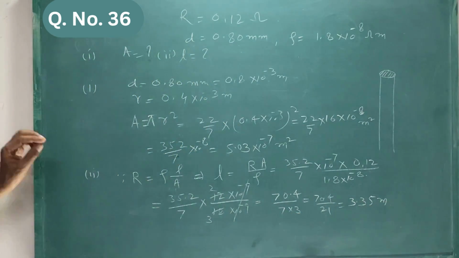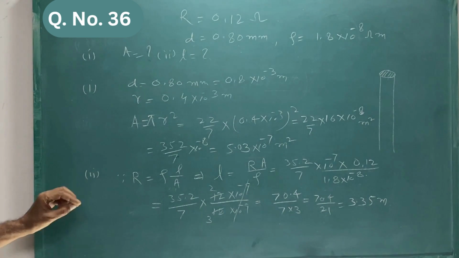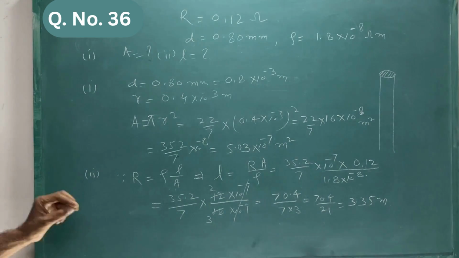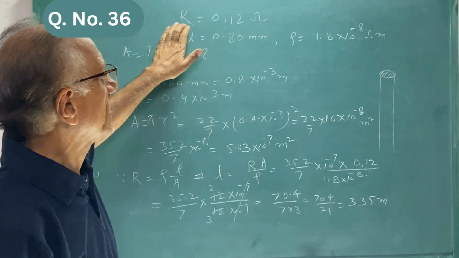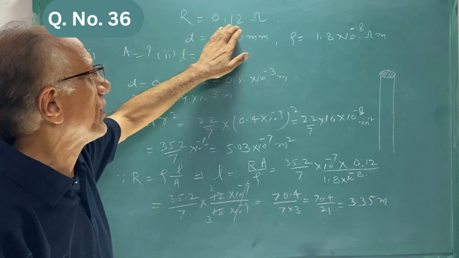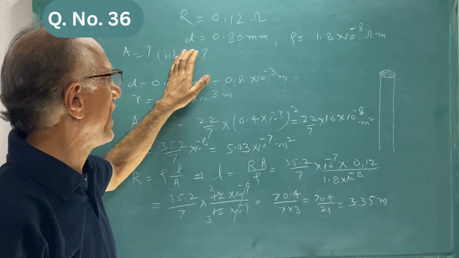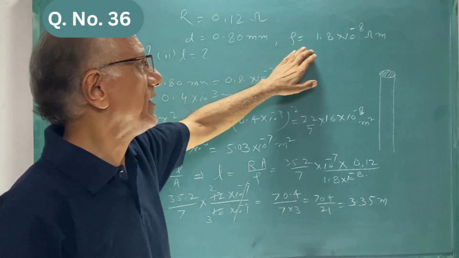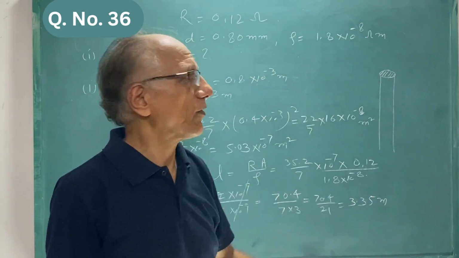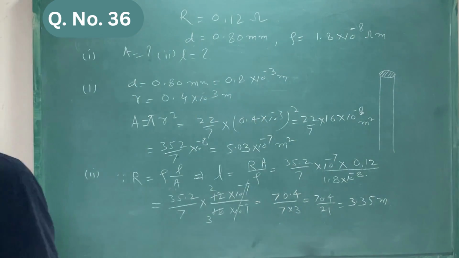So this way the student needs a wire of 3.35 meter to make a resistor of resistance 0.12 ohm from a copper wire of diameter 0.8 mm and resistivity 1.8 into 10 to the power minus 8 ohm meter.